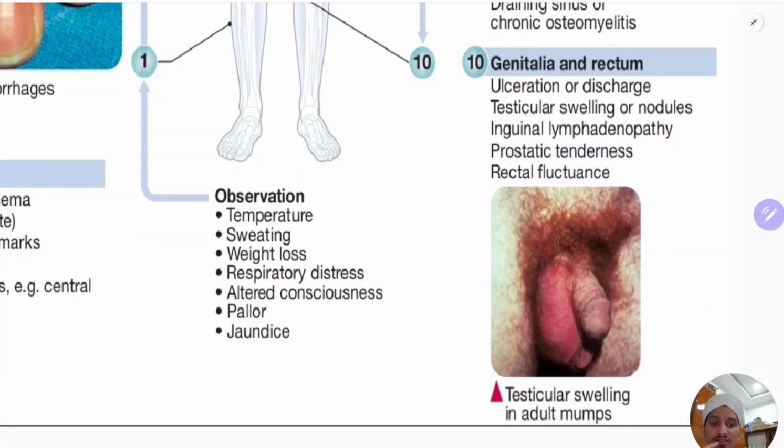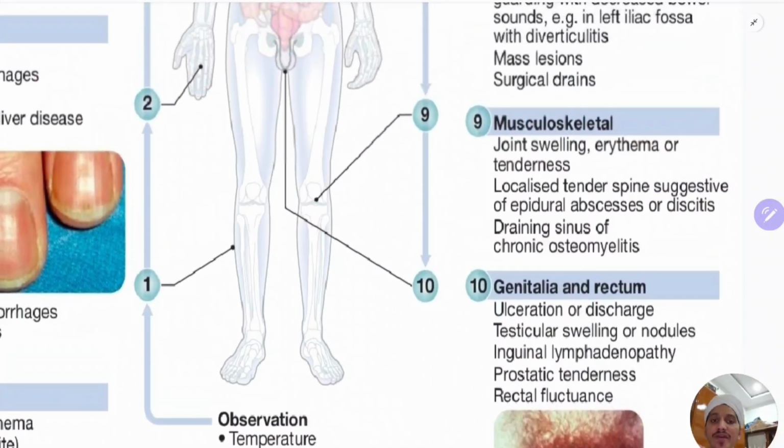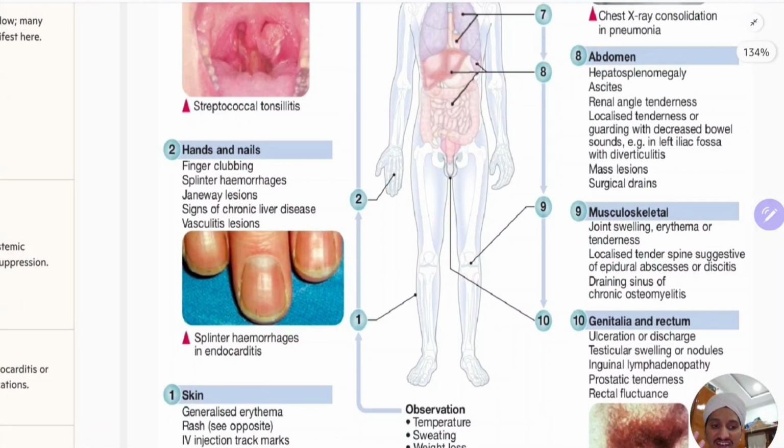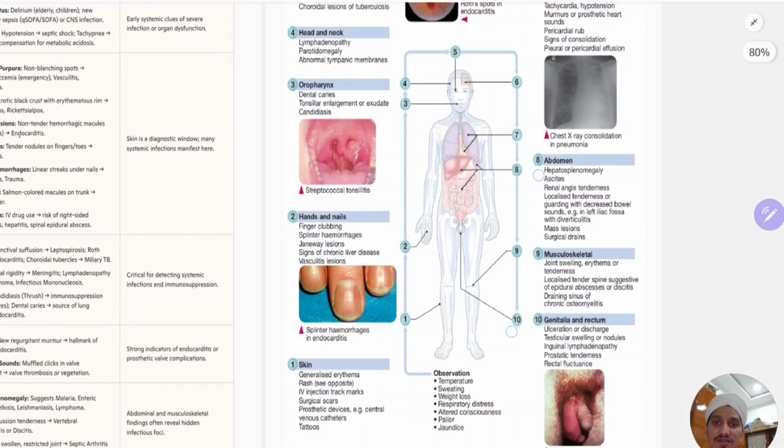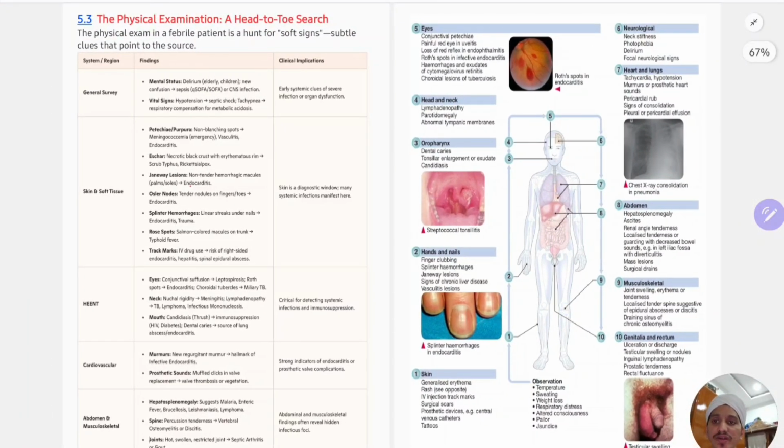So you can see here testicular swelling in adult mumps, and in female patients you can have discharge PV, and if PV examination is done, you can have cervical motion tenderness. These things can be there. So this is how examination should be done from head to toe in a patient coming with fever.